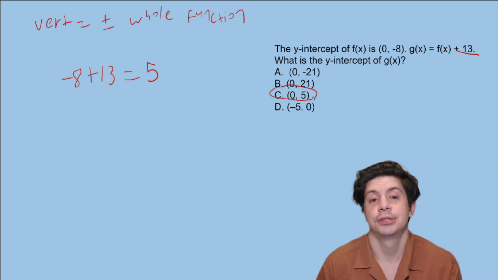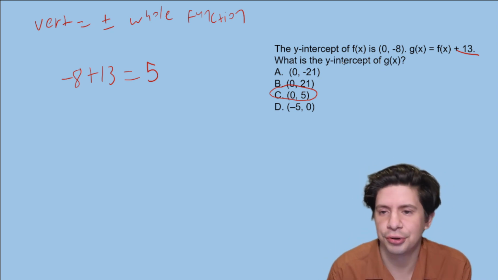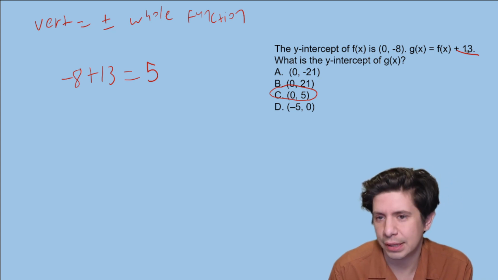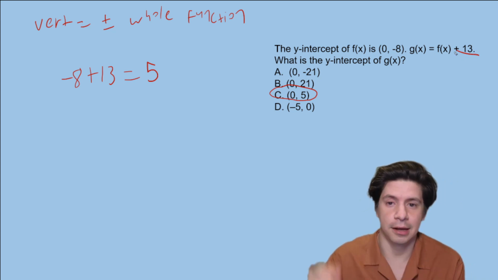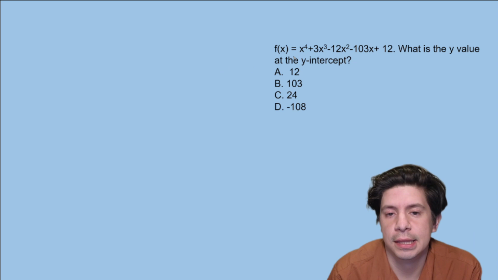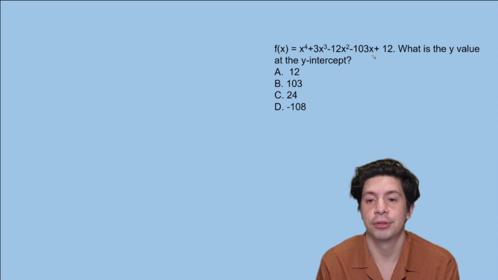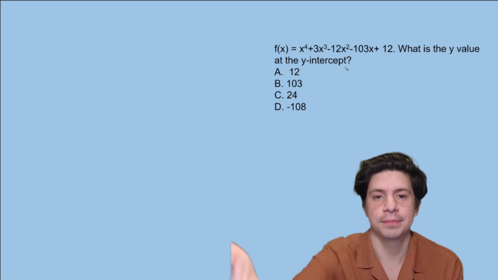Good. So again, the tricky thing here is just to make sure you're adding to the right thing, not subtracting, and to know that this is just a shift happening, up. All right, and then in this one, f(x) equals x to the 4th plus 3x cubed minus 12x squared minus 103x plus 12. What is the y value at the y-intercept?